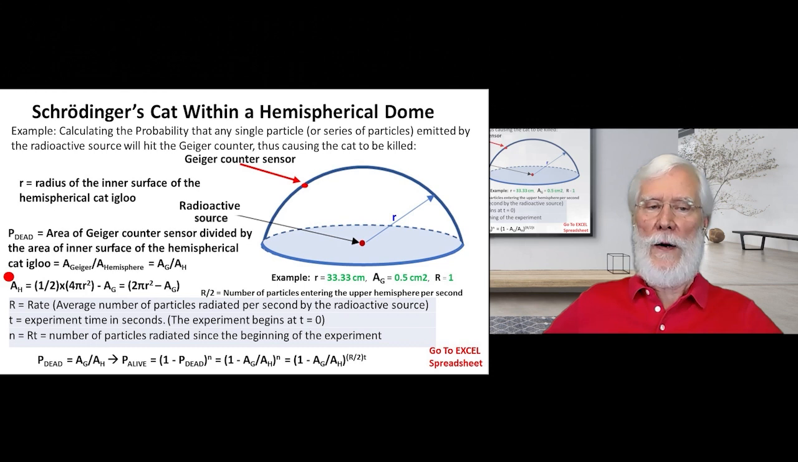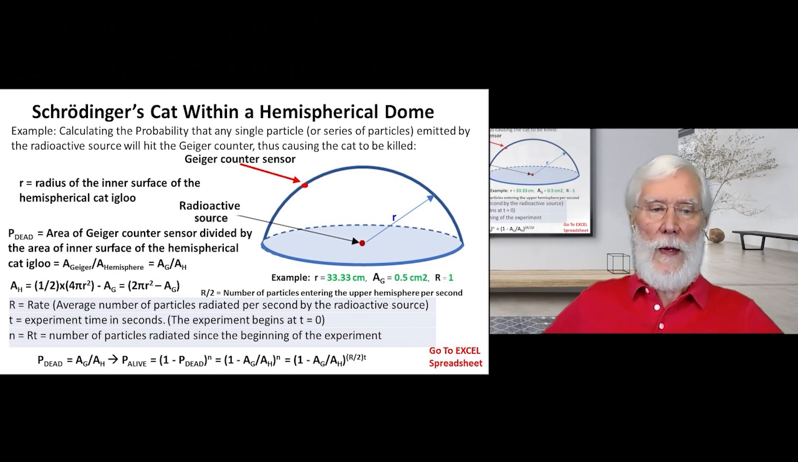I've taken the area of a sphere, divided it by 2 with the 1/2, subtracted this little area of the Geiger counter off of it. So that's all the area of the hemisphere except for that little bit of area. And then that defines this A_G over A_H, the Geiger counter area over the area of the hemisphere. And here it is expanded, like I say.